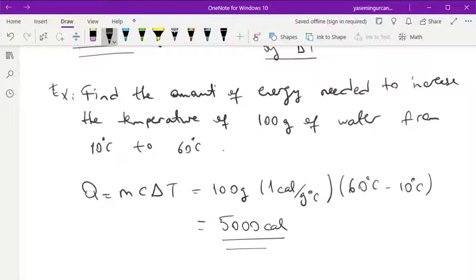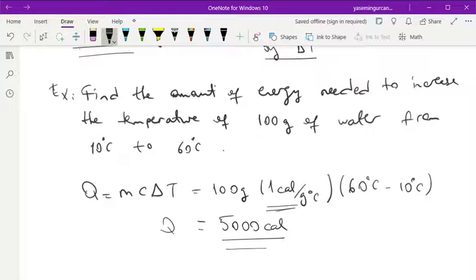5,000 calories is the total energy you will need to give to 100 grams of water. That's one of the reasons we use water as a coolant in cars, because it's mostly free and abundant, and it also absorbs a huge amount of energy because its specific heat is a high number. If you compare this value with any metal, you will see it's huge.